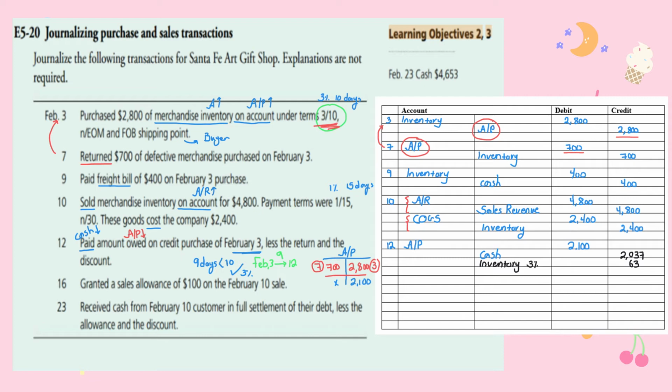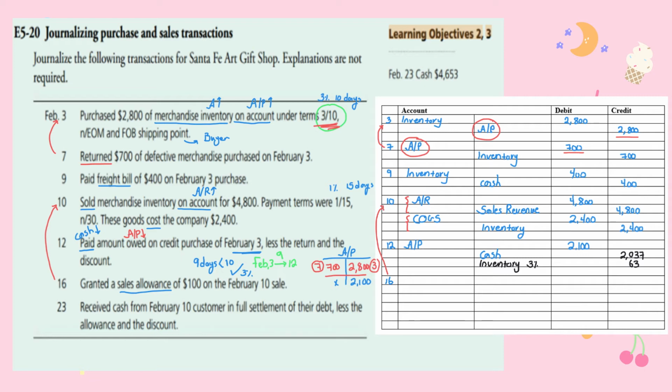Now on February 16, granted a sales allowance of 100 on the February 10th sale. Now please pay attention to this part. So he's saying that it's a sales allowance on the February 10th sale. So these two are related. 16 and 10 are related.